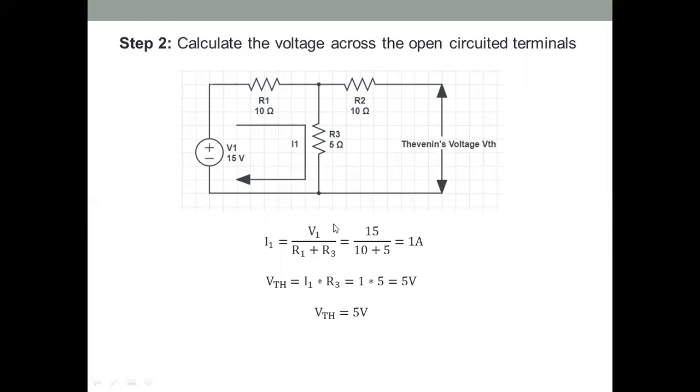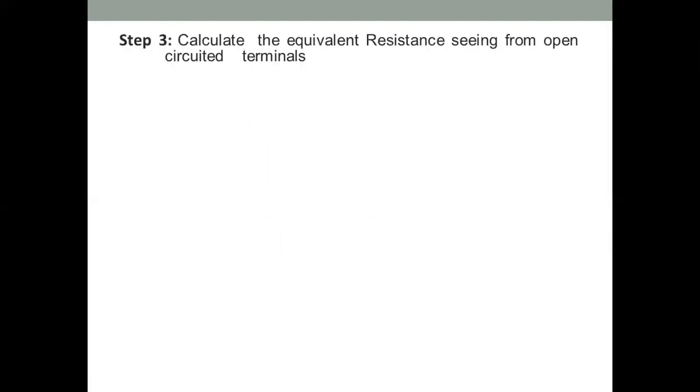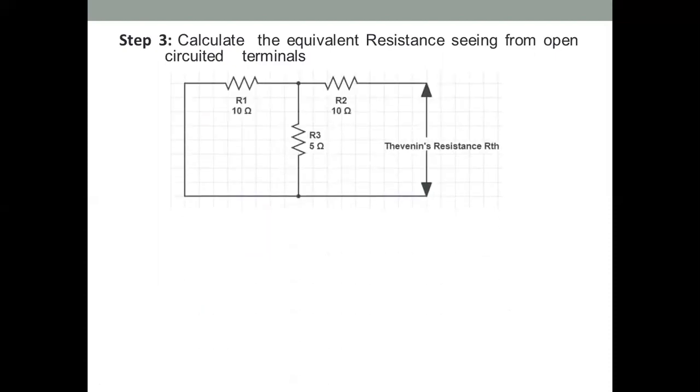So coming to step 3, we are going to calculate the equivalent resistance. This is the circuit that we are going to get for equivalent resistance. There is a small change here if you observe. Whenever you have a voltage source in the circuit, while calculating the equivalent resistance, we are going to short circuit that voltage source. If any current source is present, we are going to open circuit the current source. And we need to see from the open circuited terminal and calculate the R equivalent.